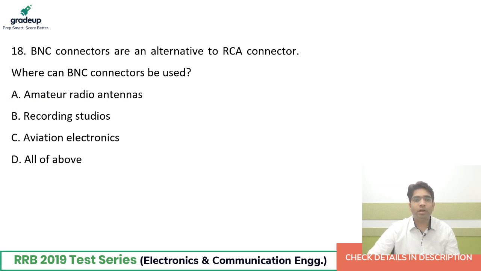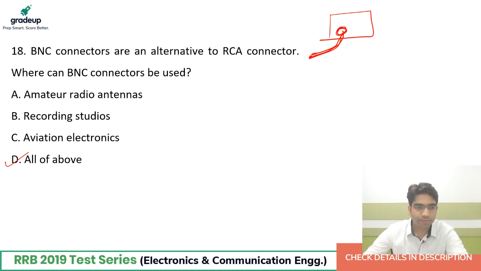BNC connectors are alternative to RCA connectors. Have you seen BNC connectors? BNC connectors are used to connect CRO. To give a signal to the CRO, BNC connectors are used. BNC cable is used. So these are used in all of the above. These are used in amateur radio antennas, in recording studios, and also in aviation electronics. All of the above.